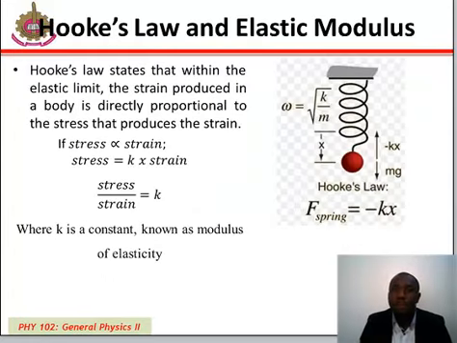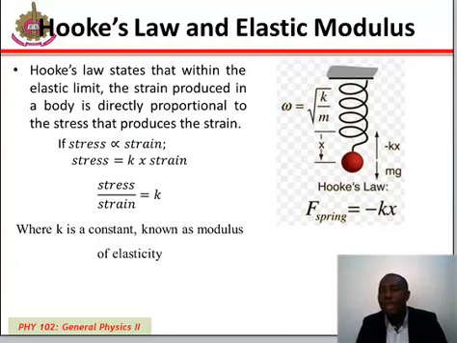Hooke's law. The English physicist Robert Hooke, between the years 1635 and 1703, put forward a relation between the extension produced in a wire and the restoring force developed in it. The law he postulated was called Hooke's law. Hooke's law states that within the elastic limit, the strain produced in a body is directly proportional to the stress that produced the strain.